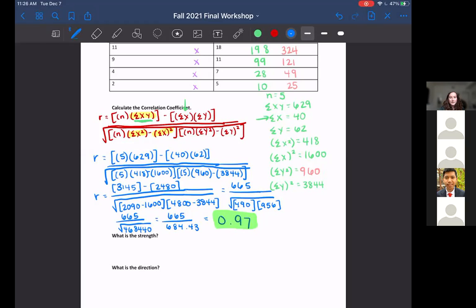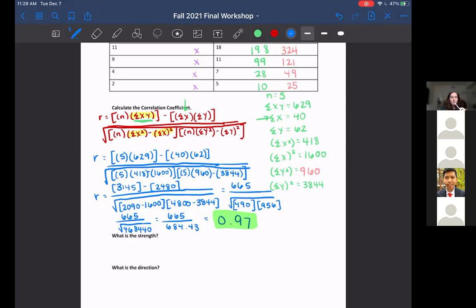Okay, so what is the strength? So this one is a poll question. So let's try it. Have you guys try it on your own and then after we'll go over it. So what is the strength based on the number we got, 0.97? Okay, we'll wait like 30 more seconds. It's okay to just guess if you're not sure. We will go over it. Okay, I'm gonna stop the poll now.